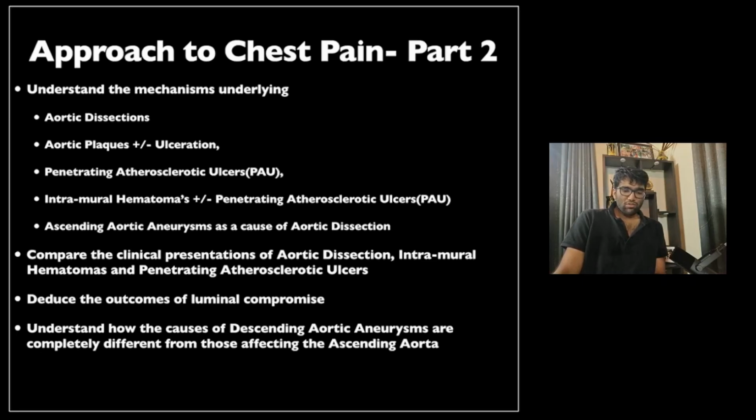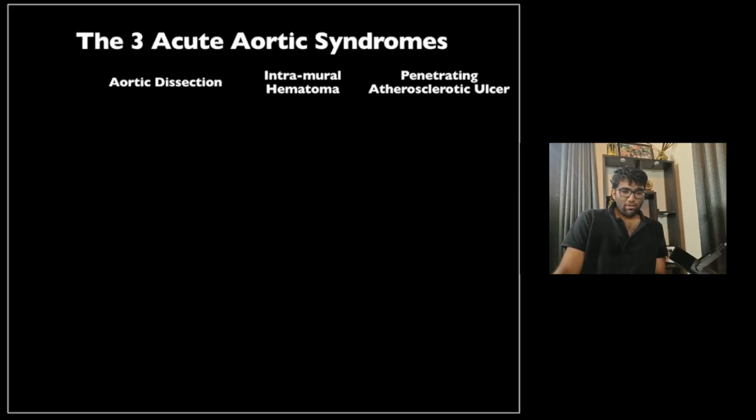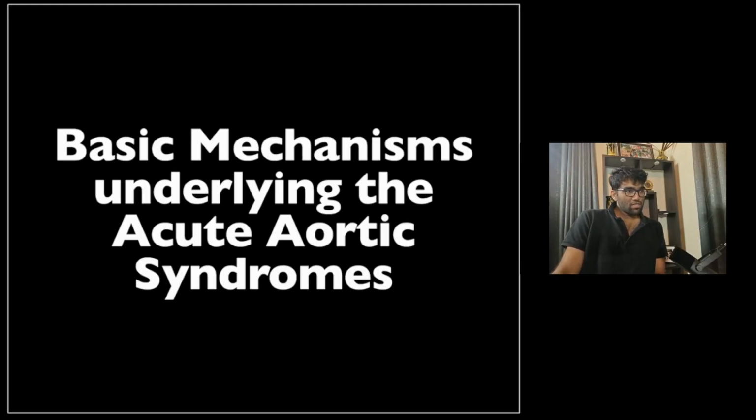We'll understand how the causes of descending aortic aneurysms are completely different from those that affect the ascending aorta. And finally, we'll compare the clinical presentations of ascending versus descending aortic aneurysms. So the three acute aortic syndromes are aortic dissection, intramural hematoma, and penetrating atherosclerotic ulcers. We must first understand the basic mechanisms that underlie them.